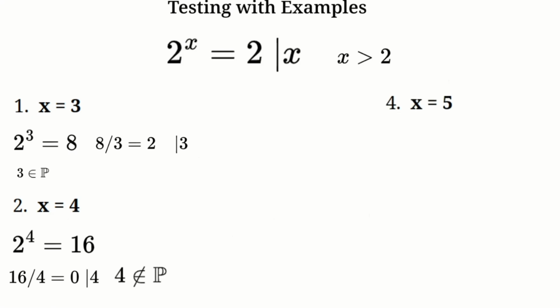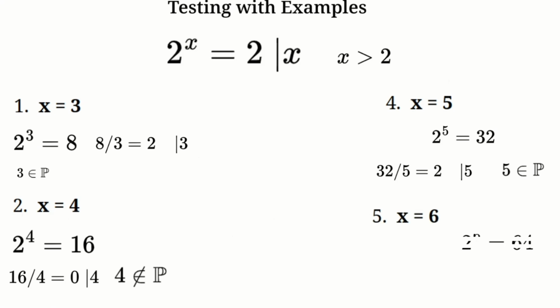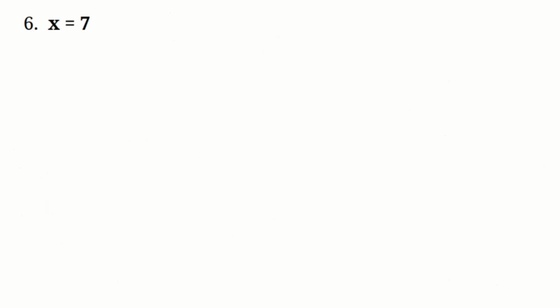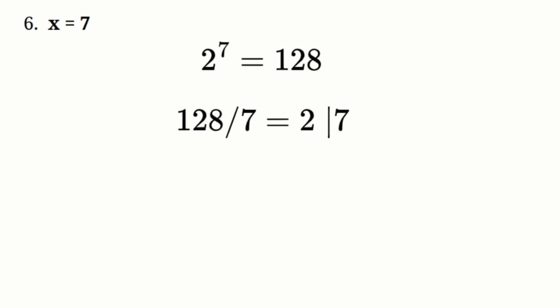When x is 5, 2 to the power of 5 equals 32. 32 over 5 equals 2 mod 5. Since this is true, 5 is a prime number. When x is 6, 2 to the power of 6 equals 64. 64 over 6 equals 4 mod 6. Since this is not true, 6 is not prime. When x is 7, 2 to the power of 7 equals 128. 128 over 7 equals 2 mod 7. Since this is true, 7 is a prime number.